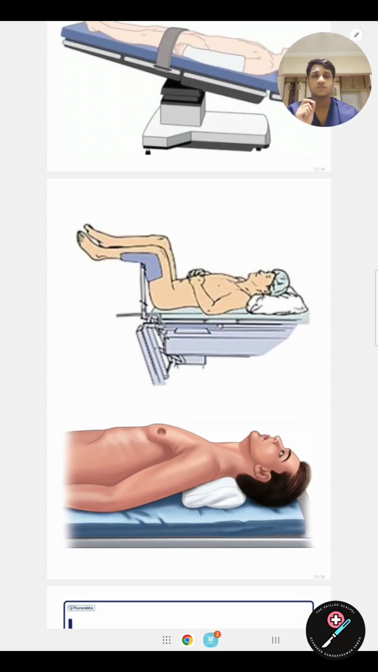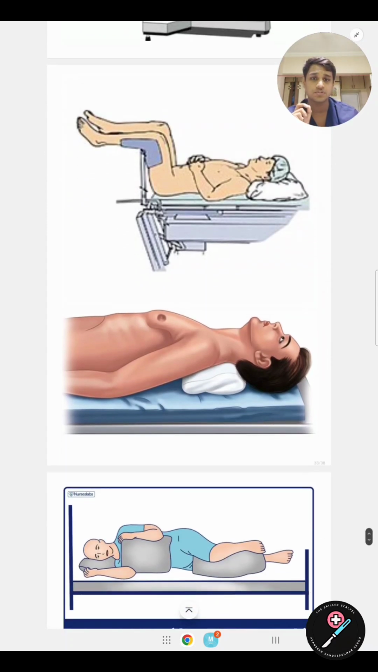It is used for obstetric procedures, gynec procedures. It can be used for urological procedures like TURP, transurethral resection of prostate. It can be used for piles. It can be used for fissure surgeries. And the point to note here is that there should be adequate cushioning in the legs. Otherwise, it could lead to common peroneal nerve injury, which can lead to foot drop.